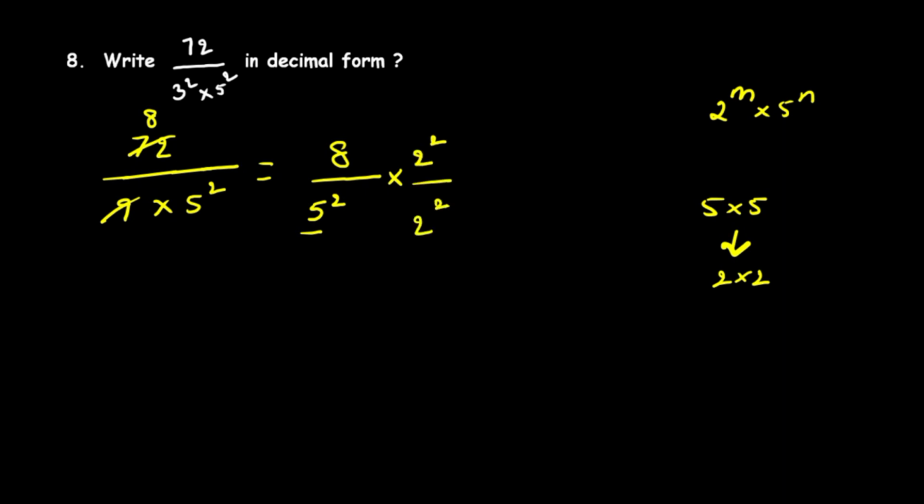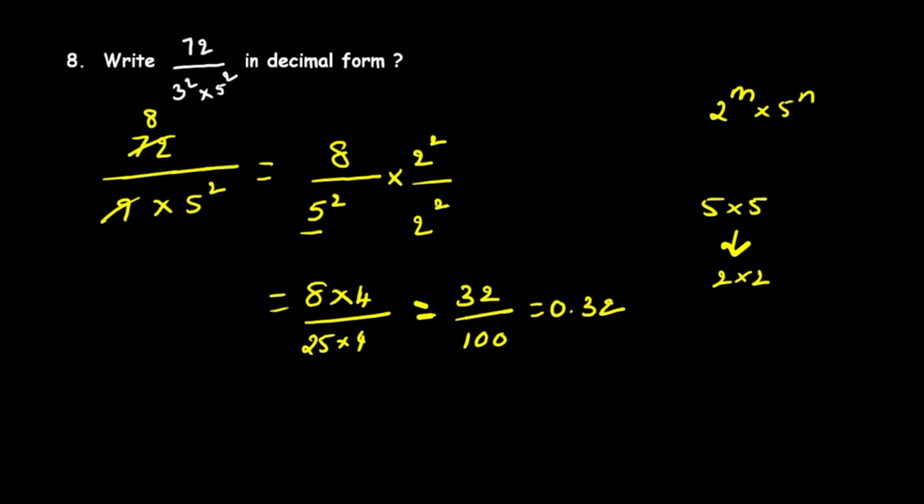Okay, so now it is 8 into 2 square is 4, and here it is 5 square and this is 2 square. 5 square is 25 and 2 square is 4. Finally this is 32 divided by 100. 32 divided by 100 is 0.32. Okay, so this is the process of converting into decimal form.